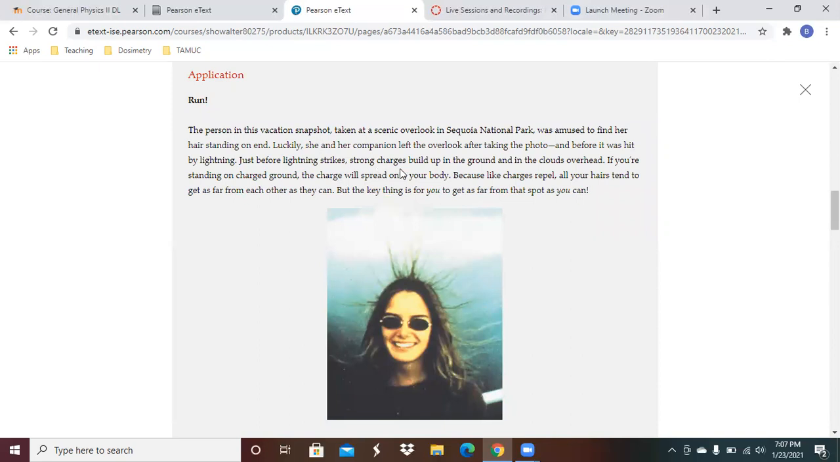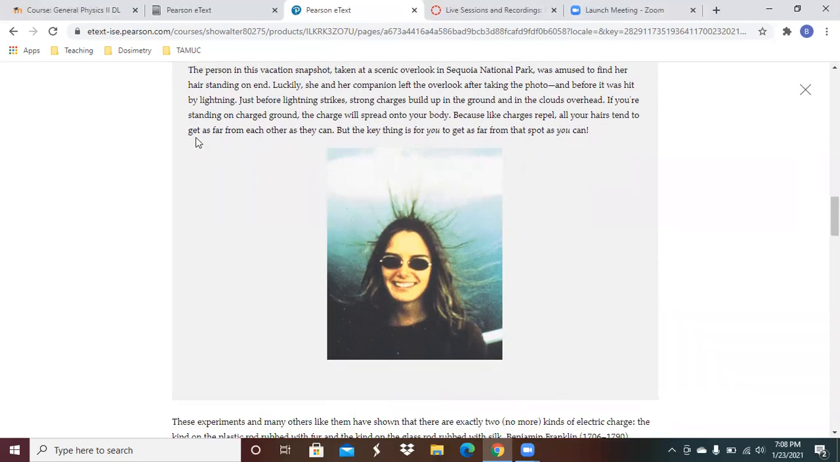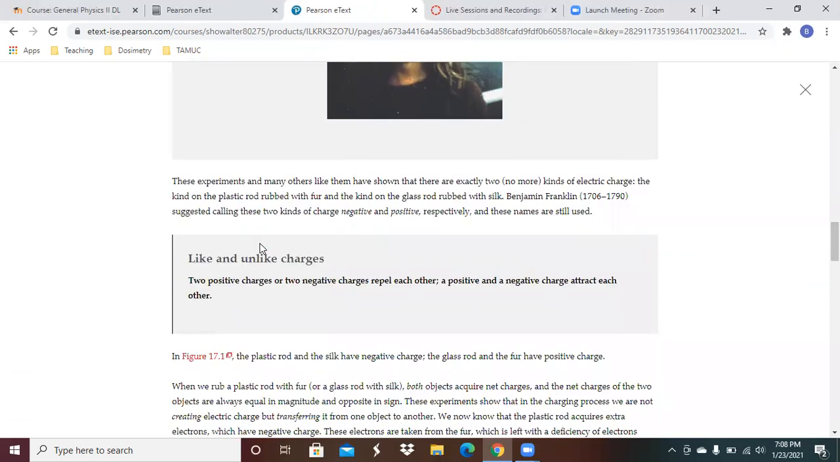What happens before a lightning strike is that strong charges build up on the ground, and what you're seeing here are the effects of that: the hair strands are being attracted upwards. Because like charges repel, all of your hairs tend to get as far away from each other as they can, but the key thing for you is to get as far away from that spot as possible.